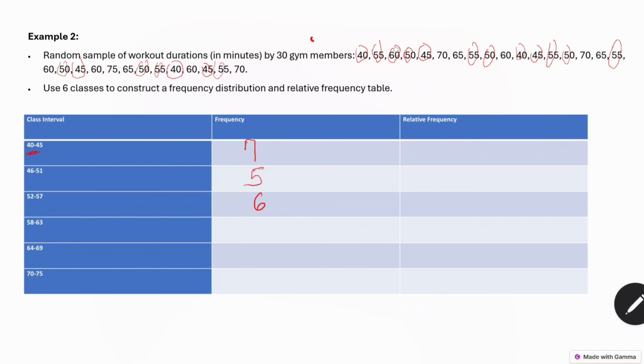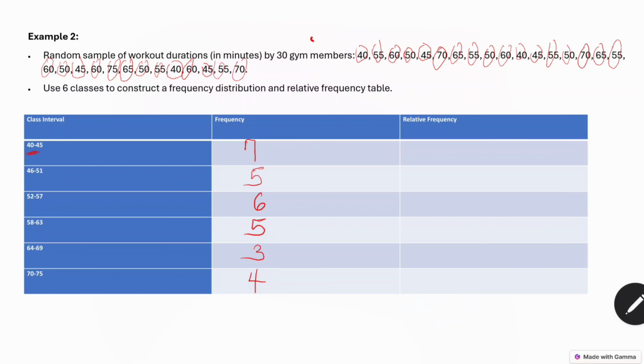58 to 63. We have 1, 2, 3, 4, 5. 64 to 69: 1, 2, 3. And 70 to 75, we have 1, 2, 3, 4.